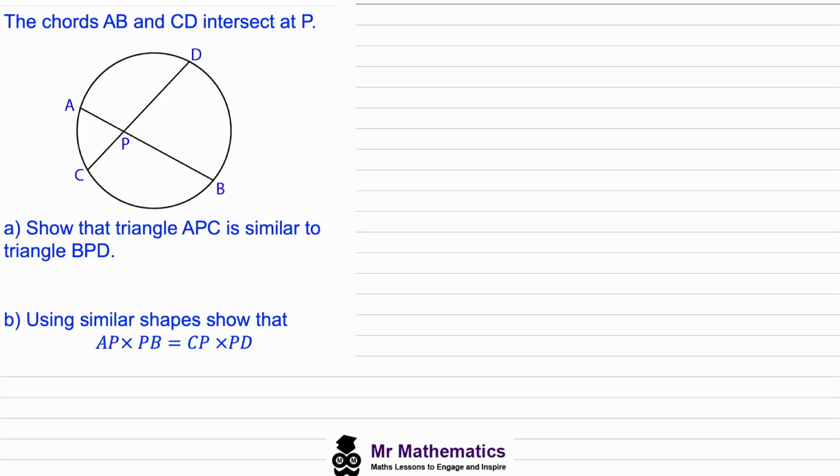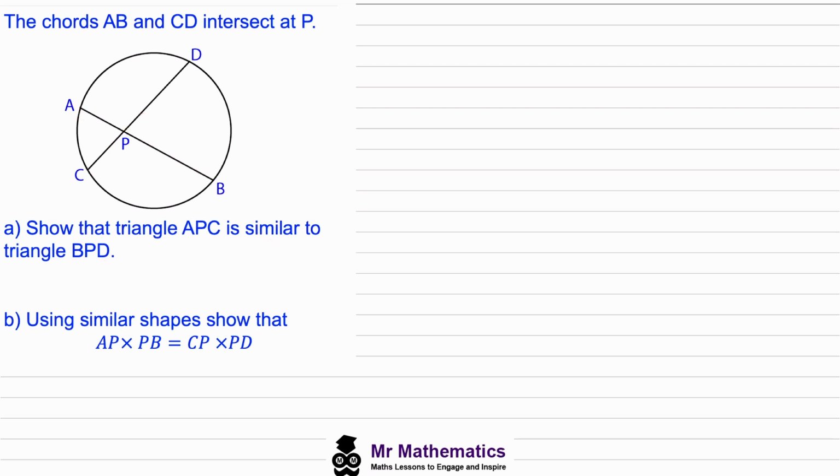Hi everybody. So in this video I'm going to show you the property of intersecting chords. And to do this we're going to work through two examples. In the first example we're told that the chords AB and CD intersect at P. So this is the chord A to B, this is C to D, and this is where they intersect. We've been asked to show that triangle APC is similar to BPD.